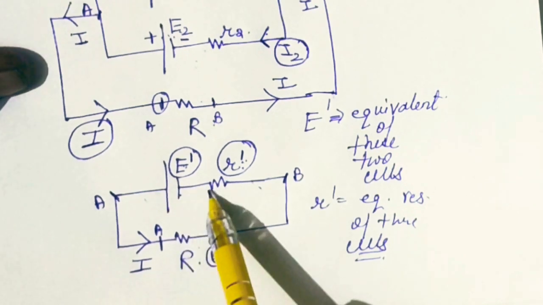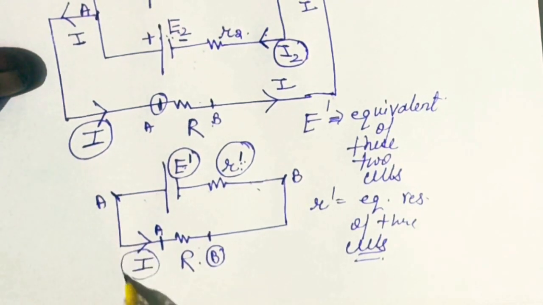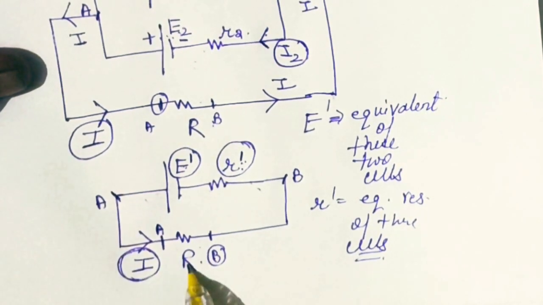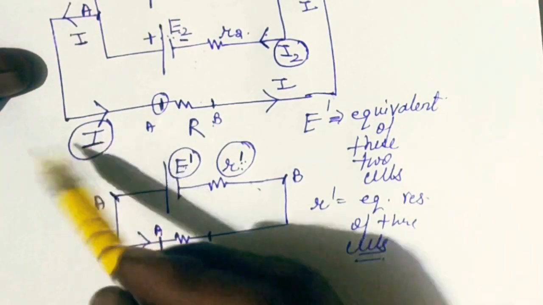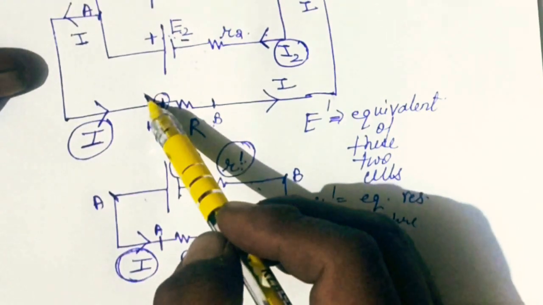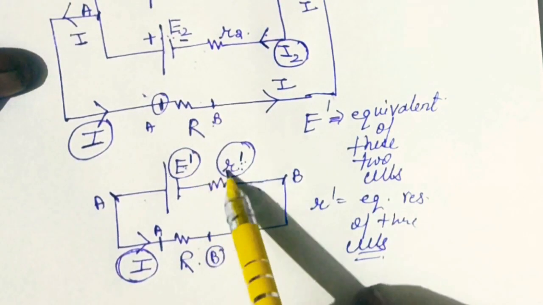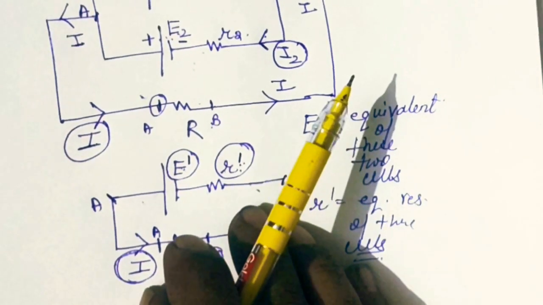So this cell is doing the same work, that is, it is also flowing the same current I through the external resistance R, that was being flown by these two cells. So now I have to find the value of E dash and R dash. How will I do it? That is the point of our topic. Okay, so let's focus on this topic.